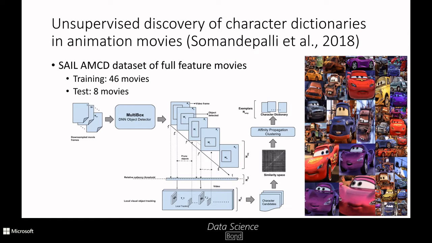And they quantified their results and published a data set called the SAIL AMCD with 46 training videos and 8 test videos. Their general approach was to sample every 10th frame, apply an object detector called multi-box, and apply some logic that filters examples using a saliency map. Later on, they applied a single object tracker to do something different than what we will later do. It's a different approach, but they took a single object tracker in order to throw away examples which are redundant.